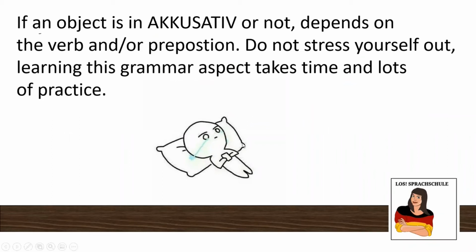If an object is in accusative or not depends on the verb and or the preposition. It makes sense because even in English you would say she yells at him. You wouldn't say she yells on him or she yells at he or stuff like that. Everything has to be in a proper order, and call it lucky or unlucky, the German language is quite distinctive and quite clear. Do not stress yourself out. Learning this grammar aspect takes so much time and practice and nerve, so don't give up and just keep practicing.